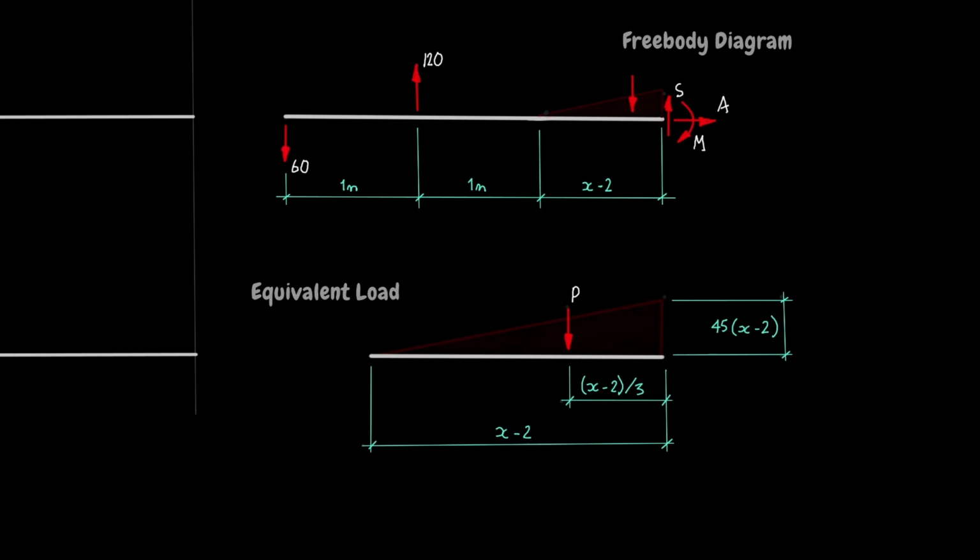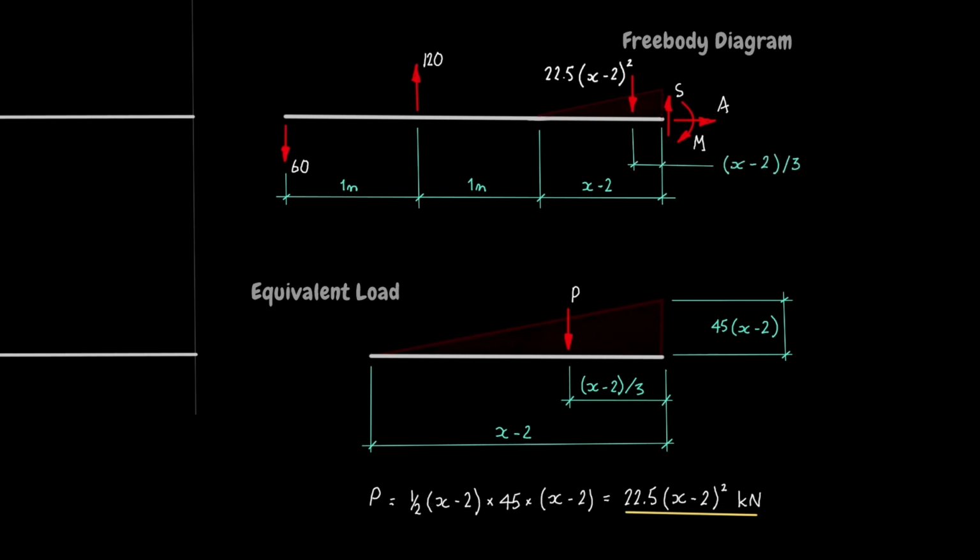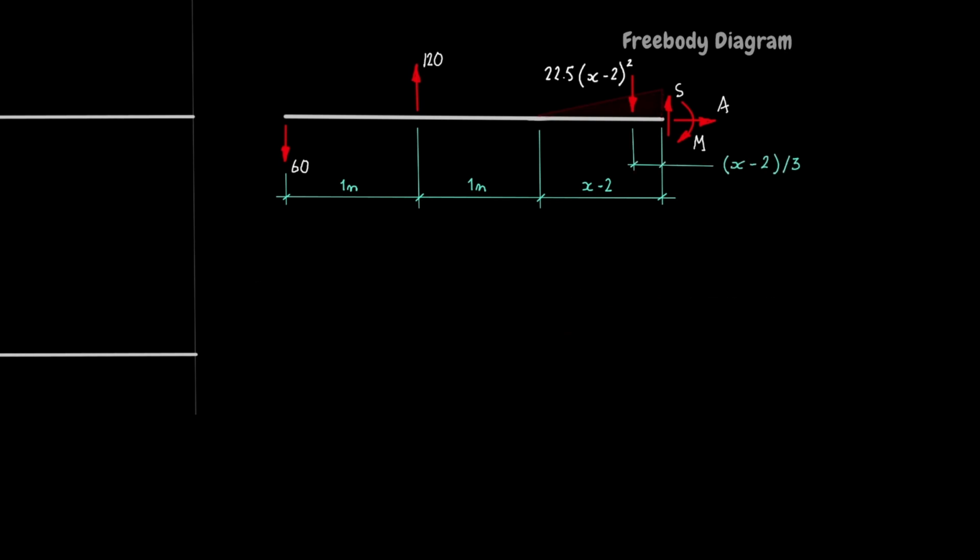Its magnitude is equal to the area under the load. The load is triangular, so its area is 1/2 base times height, and tidying up the resulting expression shows P is equal to 22.5 times x minus 2 squared kilonewtons. Copy what we've found to the upper free body diagram and erase the working to free up screen space.